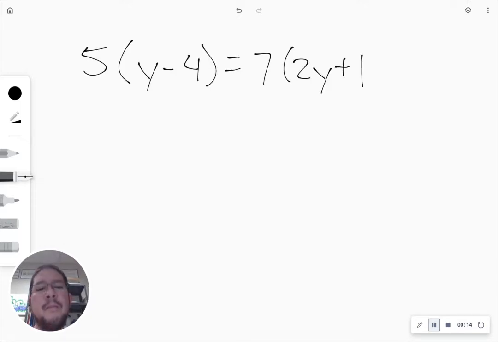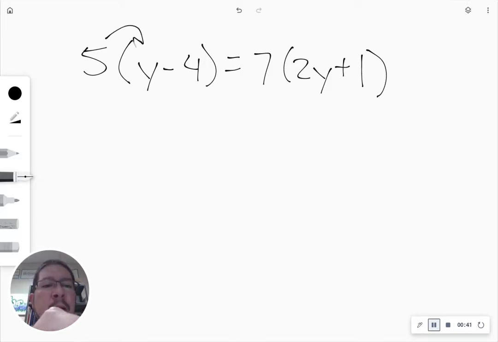All right, so here we have this equation. We have 5 times (y minus 4) equals 7 times (2y plus 1). Now, we haven't seen anything like this before, but you guys just finished getting a refresher on how to do the distributive property. So the easiest thing to do here, when you think about PEMDAS, is that the first thing we need to do is parentheses.